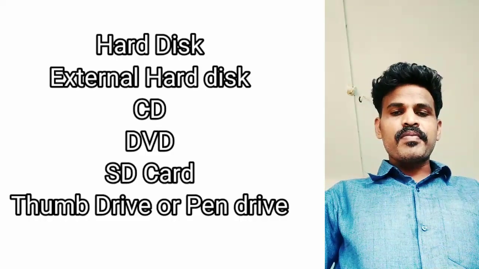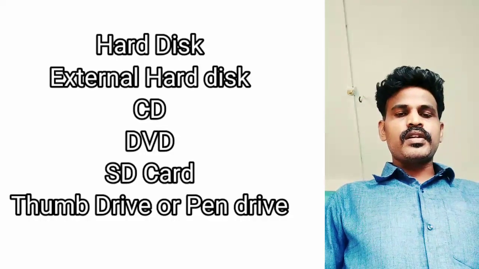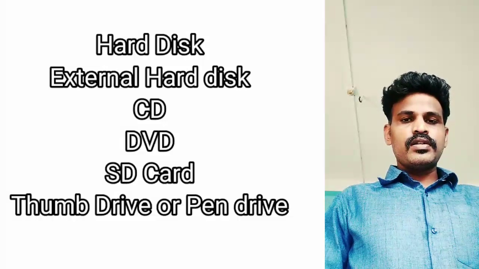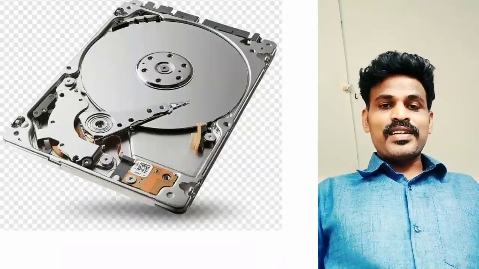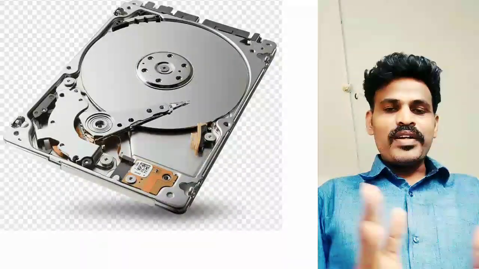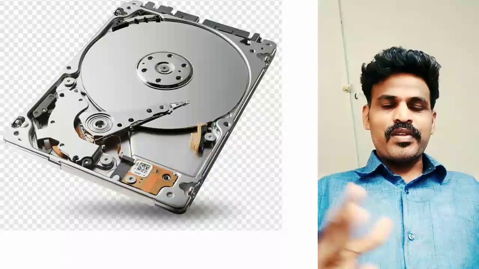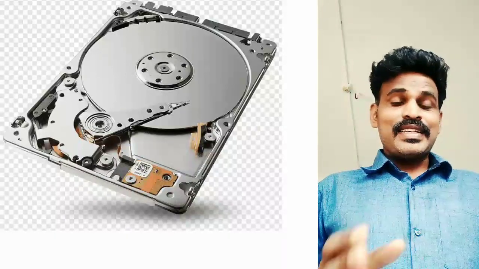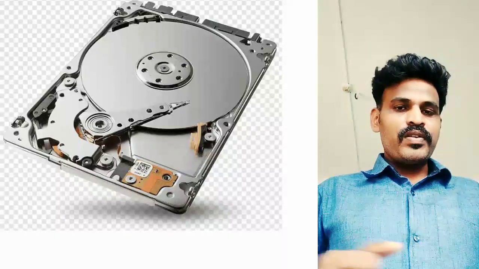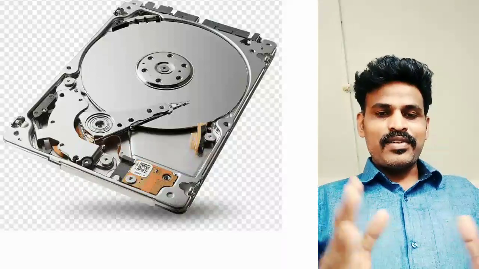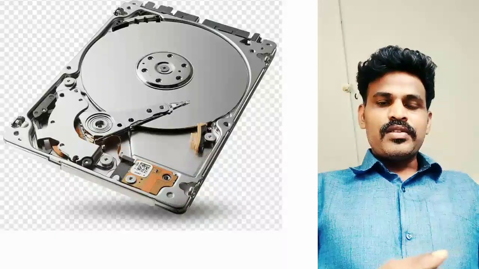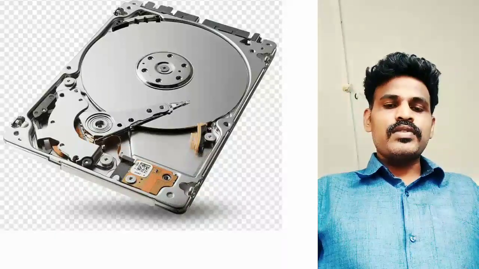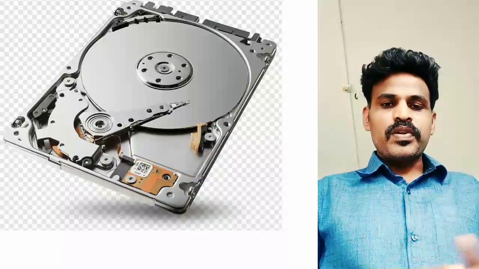Different types of external memory storage are listed here: hard disk, external hard disk, CD, DVD, SD card, and thumb drive. The most important external storage memory device is the hard disk. Why is it called the most important external memory storage? Because it's a reliable storage. And whenever you want to install any operating system or any program, you install it in the hard disk only. So that's why it is the most important for us.